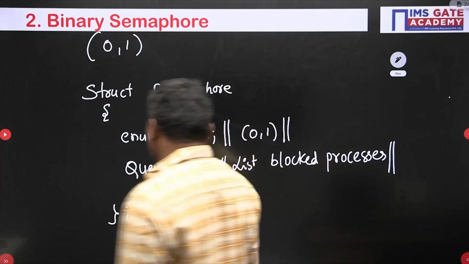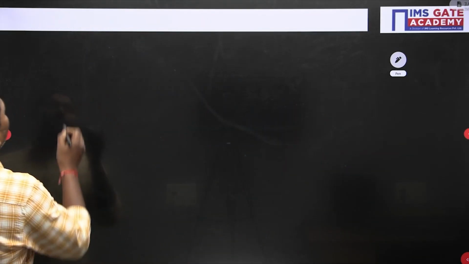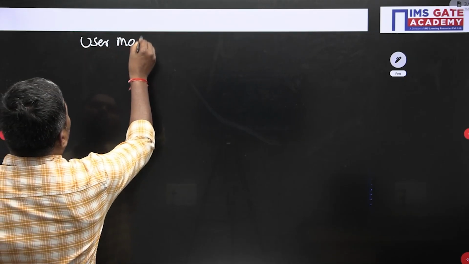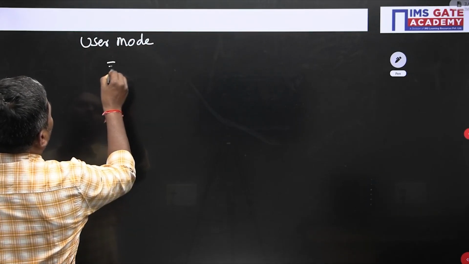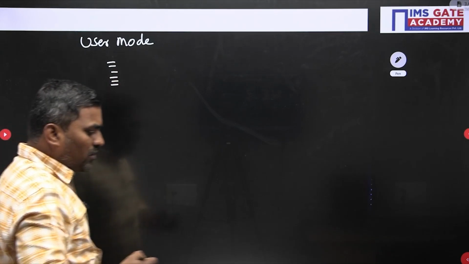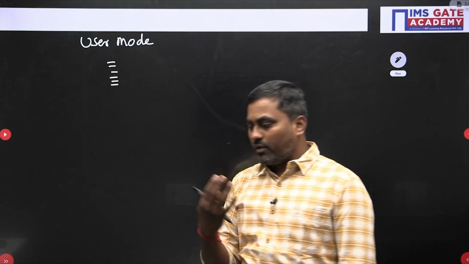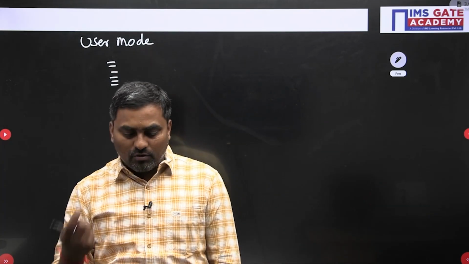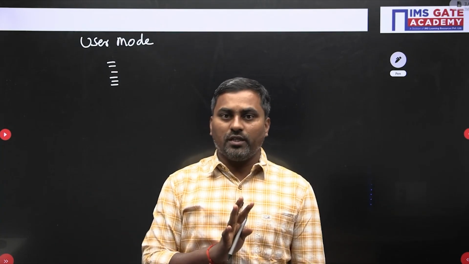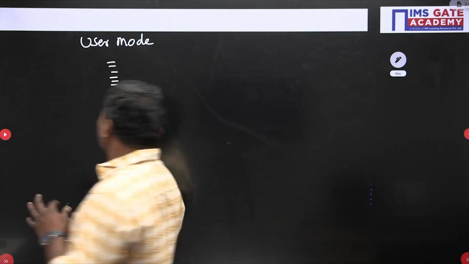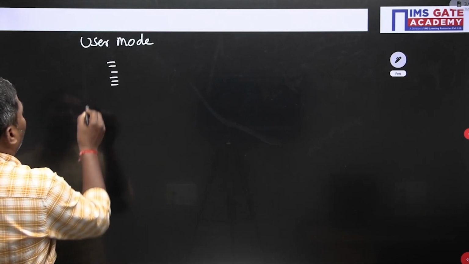Let's continue. Suppose in a user mode application there is shared code, which we call the critical section. When you want to protect the critical section by allowing only one process to use it, we can use semaphore operations to control it.